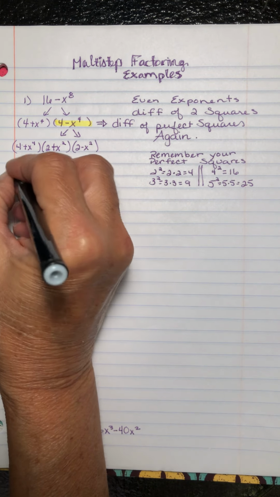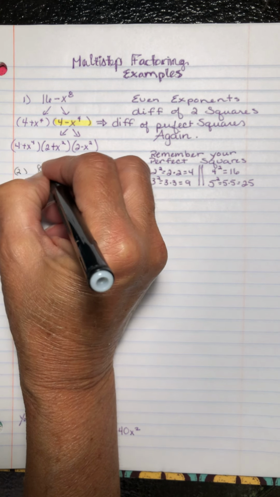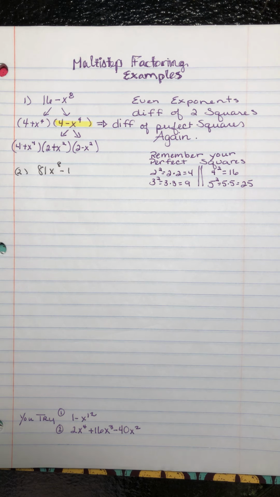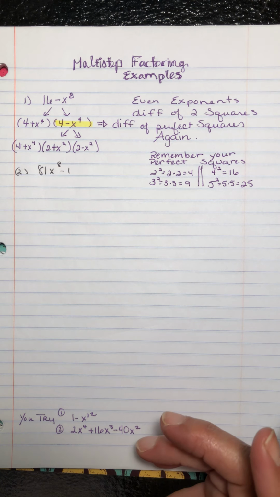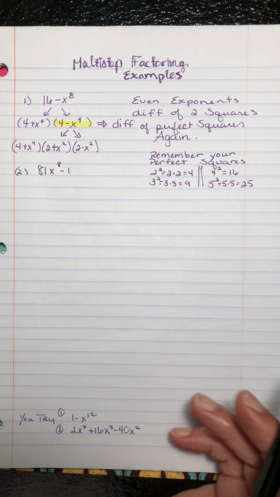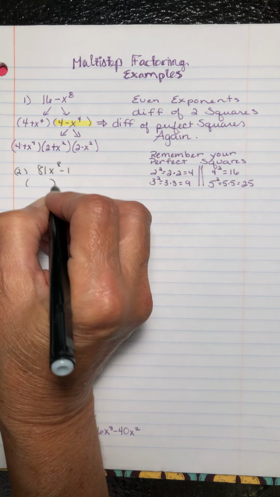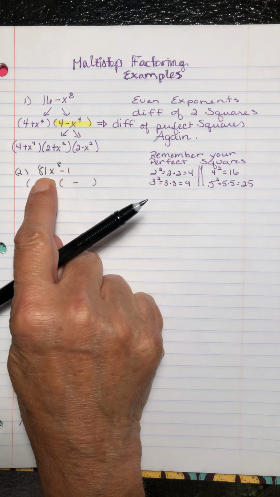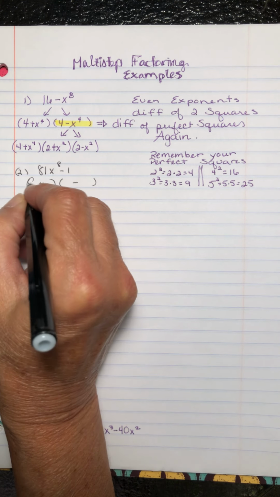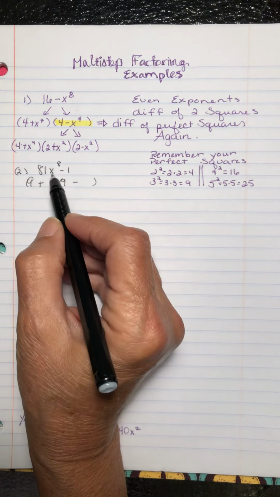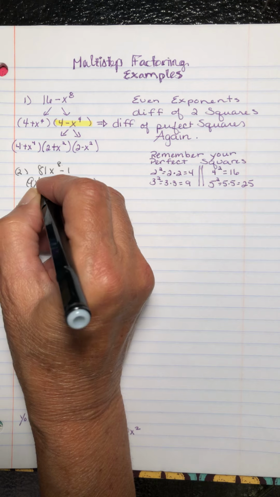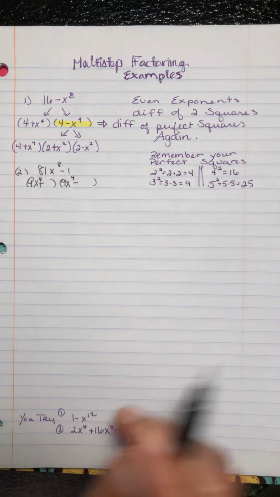So number 2, 81 x to the 8th minus 1. All right, 81 is a perfect square, 9 times 9. And of course, 1 is perfect everything. Perfect square, perfect cube. All right, so let's do our tricky little format, a plus and a minus sign. What's the square root of 81? Well, that would be 9. I write it twice. And the square root of x to the 8th would be x to the 4th power. And there we go.